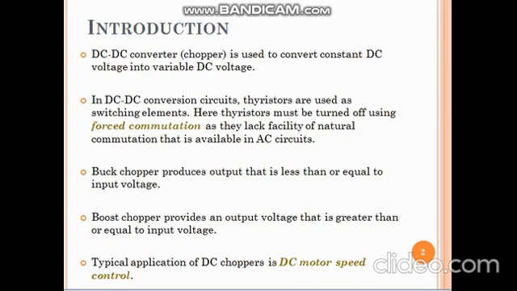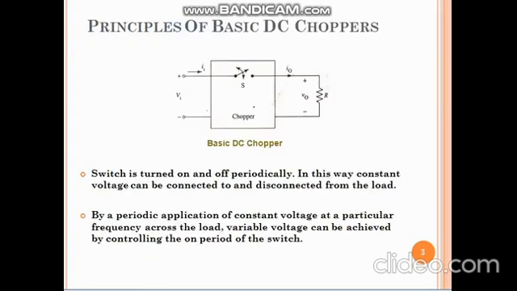A buck converter provides output that is less than or equal to the input voltage, and a boost converter chopper provides output voltage that is greater than or equal to the input voltage. A typical application of such a chopper is DC motor speed control, and it extends to some other DC voltage control techniques.